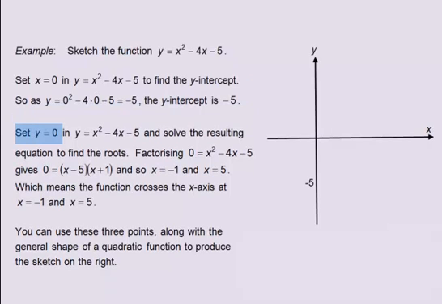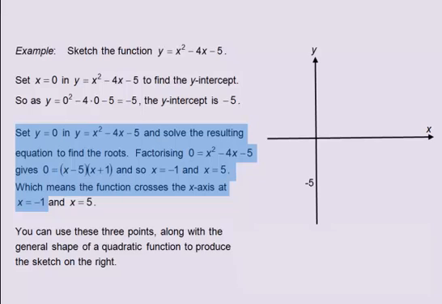Mark this on the y-axis. Set y equals 0 in y equals x squared minus 4x minus 5 and solve the resulting equation to find the roots. Factorising 0 equals x squared minus 4x minus 5 gives 0 equals x minus 5 multiplied by x plus 1, and so x equals minus 1 and x equals 5, which means that the function crosses the x-axis at x equals minus 1 and x equals 5. Mark these on your graph.